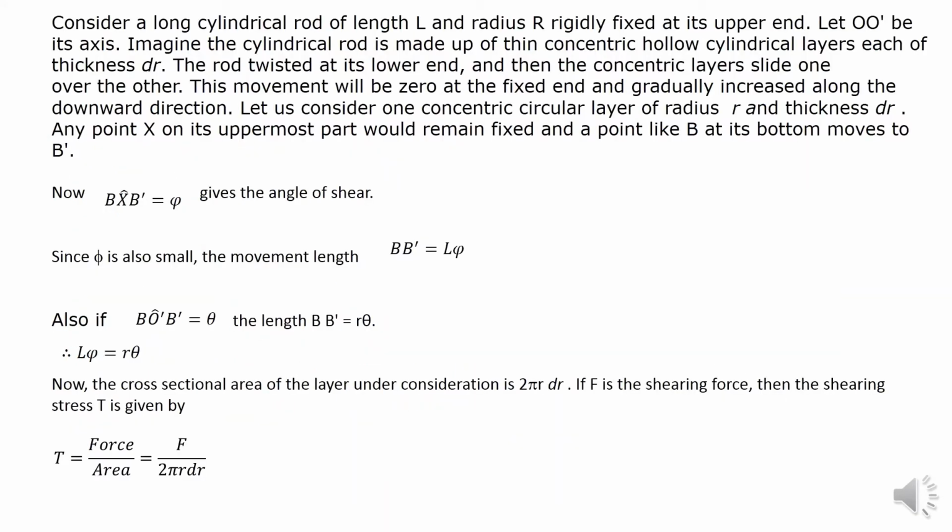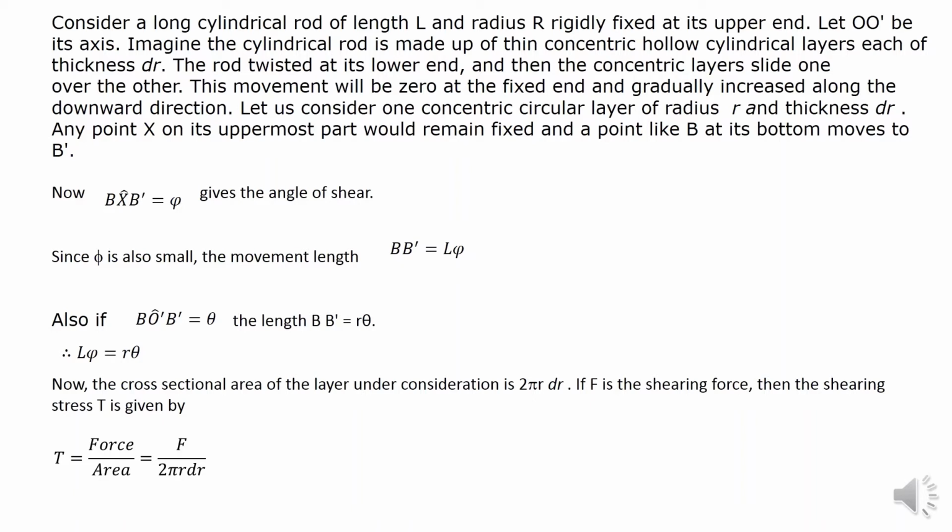Next slide. Consider a long cylindrical rod of length L and radius R, which is rigidly fixed at its upper end. Let O' be the axis of the cylinder. Imagine the cylindrical rod is made up of thin concentric hollow cylindrical layers, each of thickness dr. The rod is twisted at its lower end, and then the concentric layers slide one over the other. This movement will be zero at the fixed end and gradually increase along the downward direction.